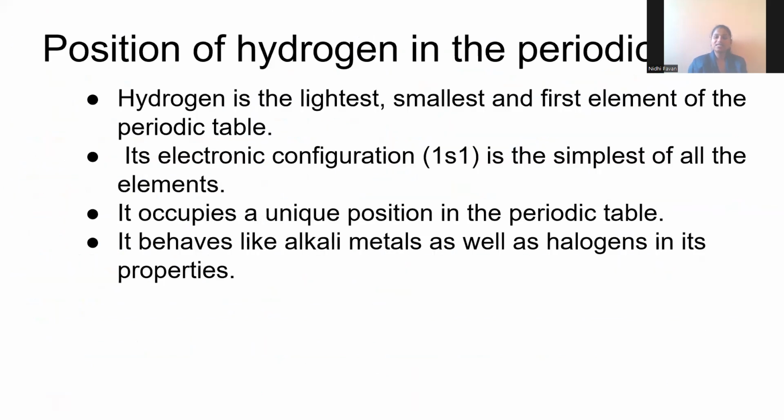Okay. So as we were discussing the position of hydrogen in the periodic table, we know that it is the first element, right? It is the lightest, smallest, and the first element in the periodic table. Its electronic configuration is 1s1, where it has one electron in its valence shell. It occupies a unique position because it behaves like an alkali metal as well as a halogen. Halogen means chlorine, iodine, bromine, like that.